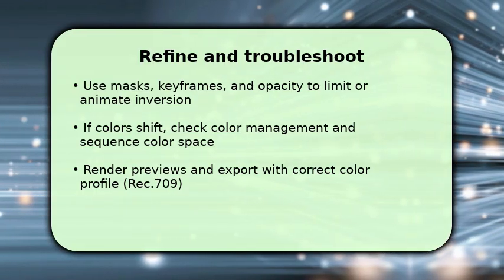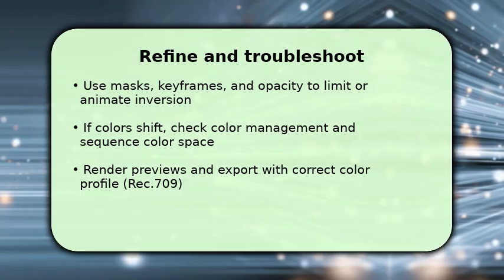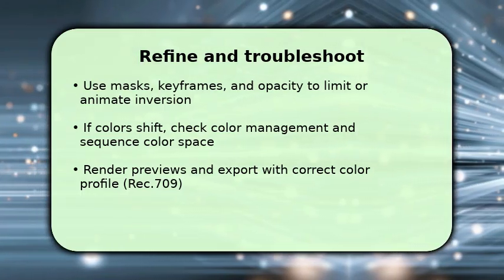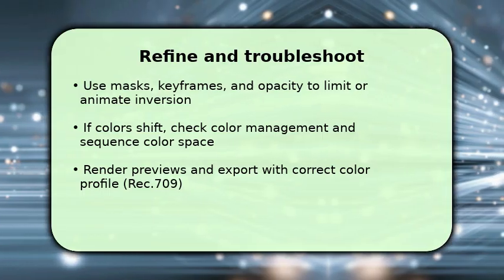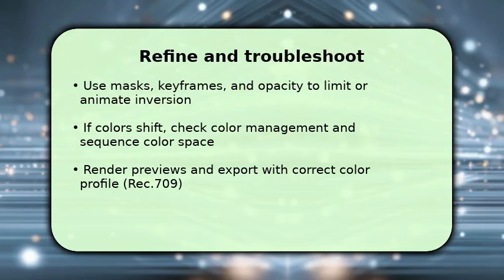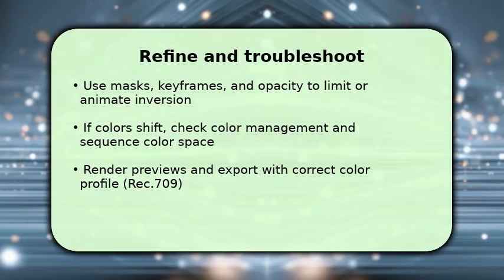If colors look wrong after export, make sure your sequence and export color space match, typically Rec. 709. One troubleshooting tip: if invert seems absent, ensure the clip is not nested or an adjustment layer above it. Move the effect to the base clip or unnest.